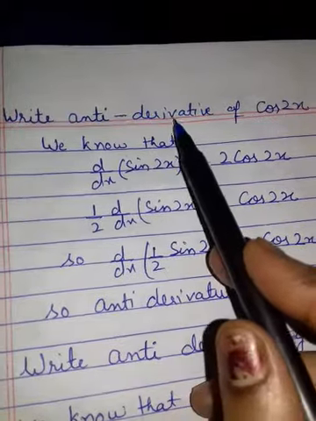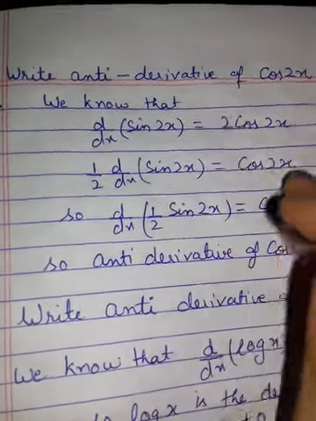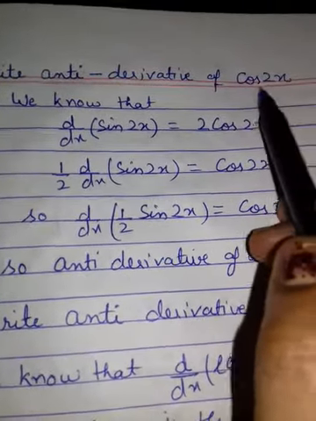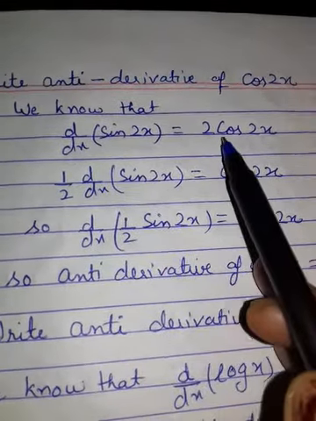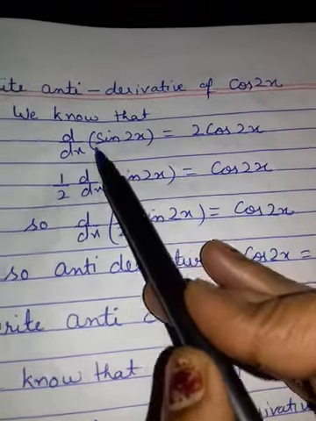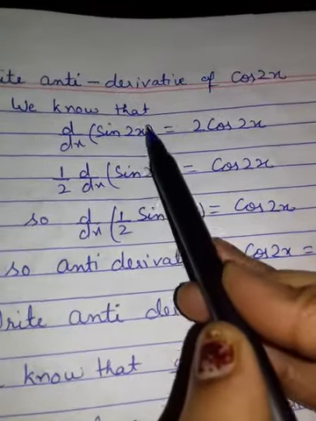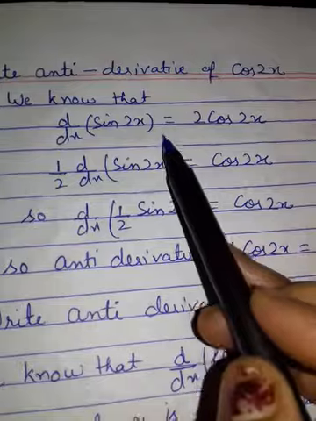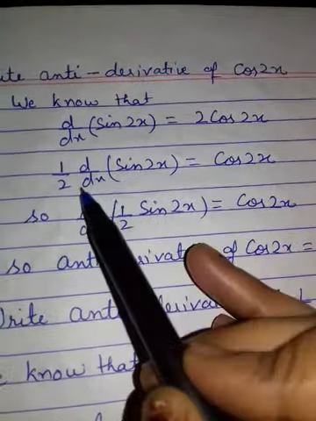You have to find the antiderivative. In these types of questions, we first think about the function whose derivative is this one. You know that the derivative of sin 2x is 2 cos 2x. First you take the derivative of sin, then you take the derivative of its inner function. The derivative of 2x is 2 times 1. So you have to make it cos 2x, so you divide by 2 here.